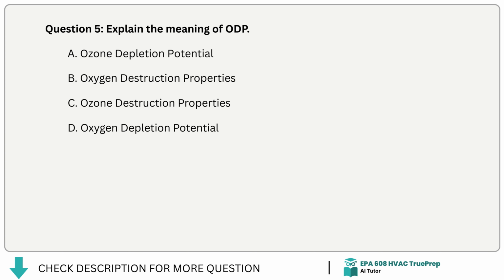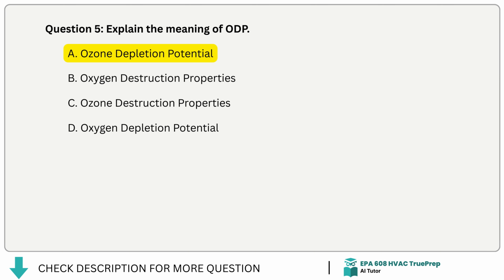Question 5. Explain the meaning of ODP. A. Ozone depletion potential. B. Oxygen destruction properties. C. Ozone destruction properties. D. Oxygen depletion potential. The correct answer is A.